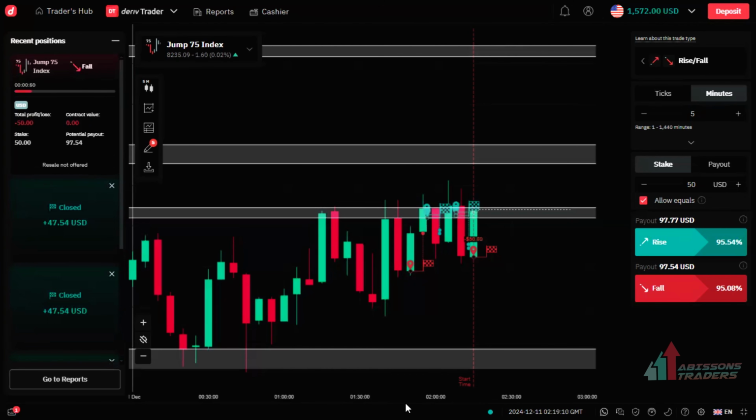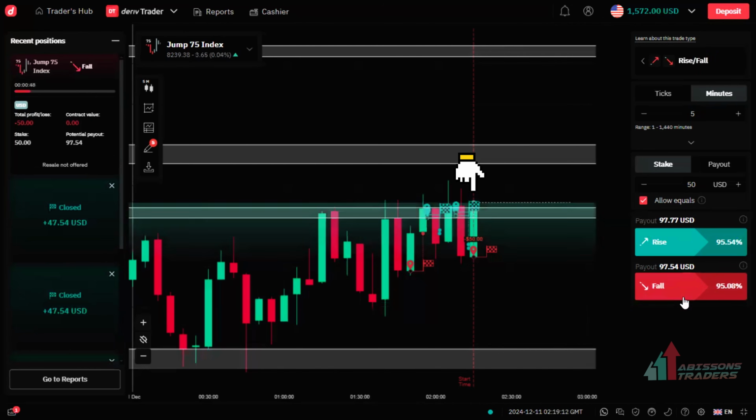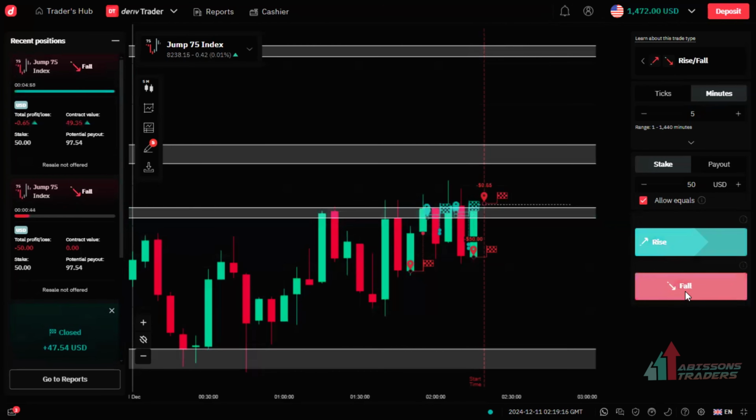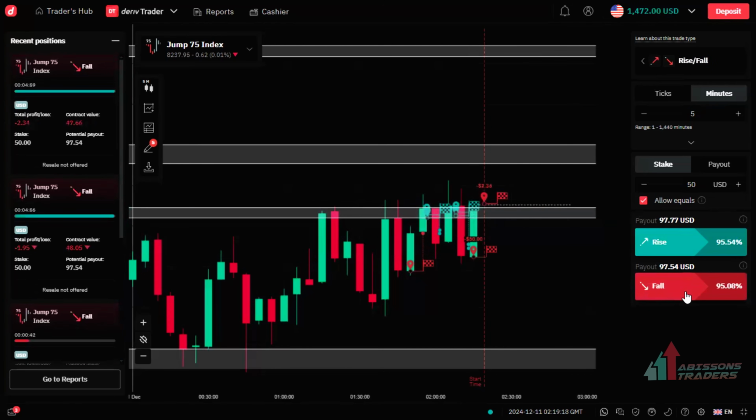Okay, so as you can see, the price is now getting into my zone, and boom, I've placed a down trade for 5 minutes with another $100 to recover the loss that we are going to get from the continuation entry technique. All right, so now let's wait for the results.